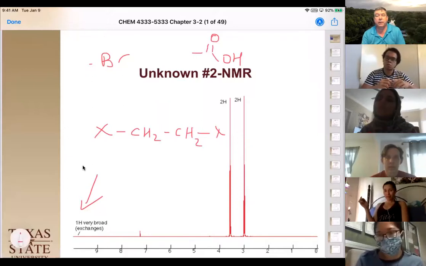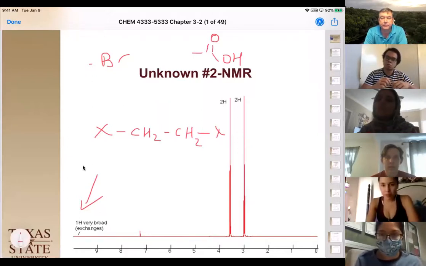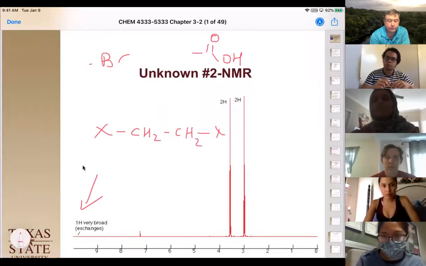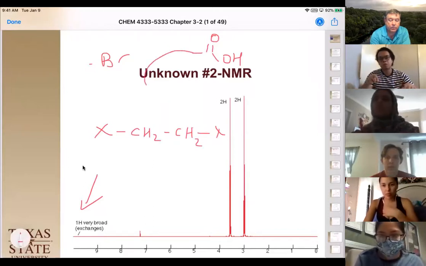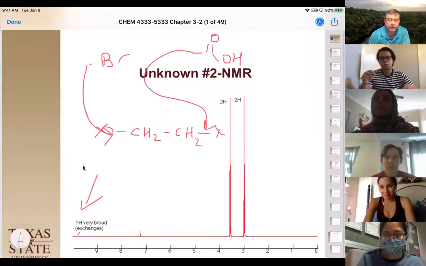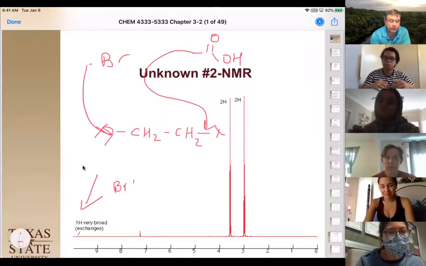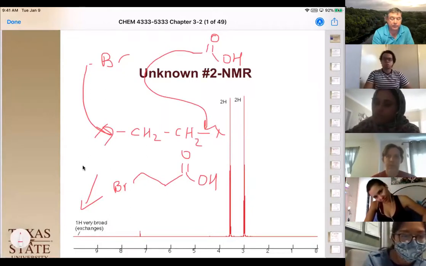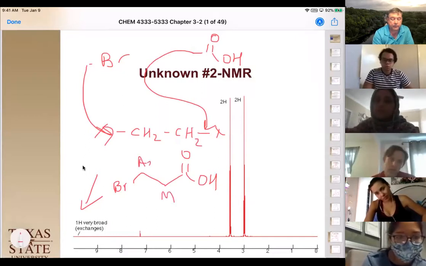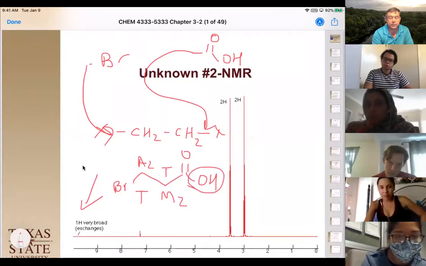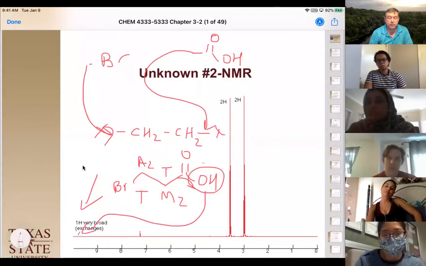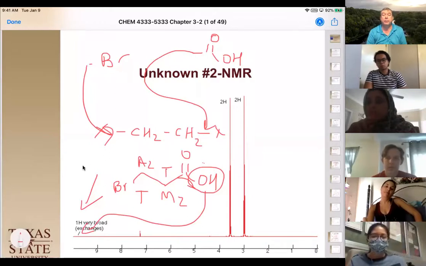So what's our final compound here? We just have to hook one to one side and one to the other side and we're done, right? Yes. We have Br, CH2, CH2, COOH. Okay, let's look at our splitting here. We have an A and an M, a 2, 2. So this should give us a triplet, and then this should give us a triplet with no other splitting. This is too many bonds away to split. This does exchange and is way upfield. And the bromine is not going to show us anything in an NMR.